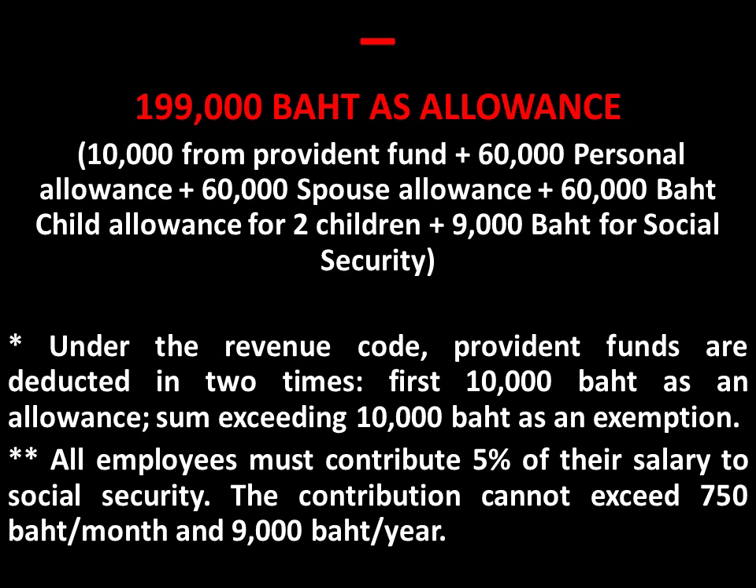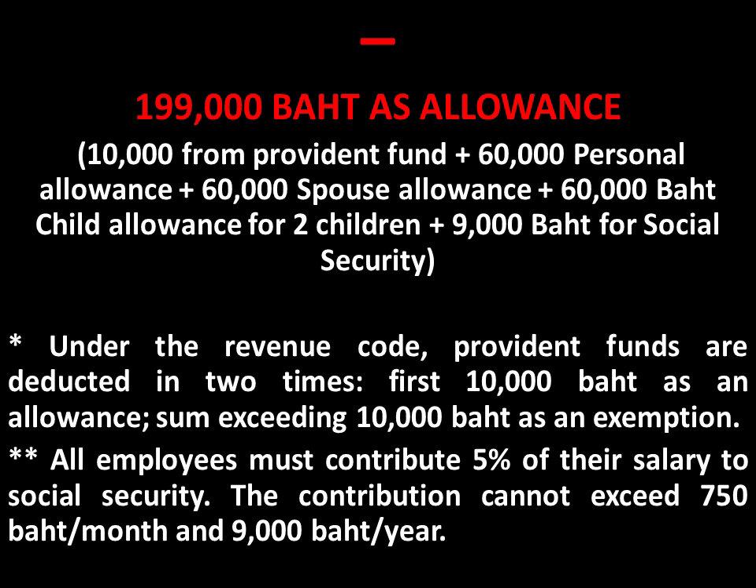And then for the Social Security, you can deduct 9,000 baht. Why? Because each employee in Thailand must contribute 5% of their salary for Social Security. However, the annual contribution cannot exceed 9,000 baht, which means per month you cannot pay more than 750 baht. Per year you cannot pay more than 9,000 baht. In this case, John will deduct 9,000 baht for the Social Security.